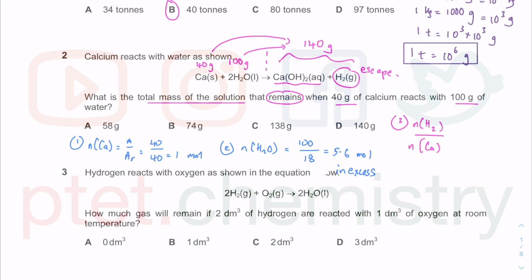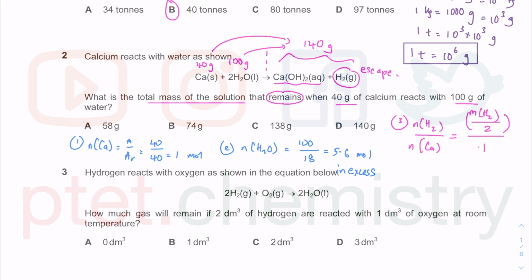Let me see what I can do. So on the right hand side, I want the mass of H2 because I want to work out the mass of solution that remained. It's better if I work out the mass of H2 that escaped and then I just take away from 140. It's a lot easier. Mass over Mr, because H2 exists as a molecule. The Mr of H2 is 1 times 2, that's 2. At the bottom, I have 40 gram of calcium. Well, actually, I know the mole already. 40 over 40 is 1 mole, so it's just 1 mole.